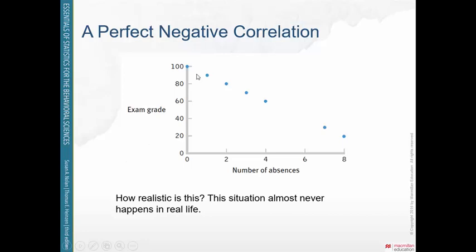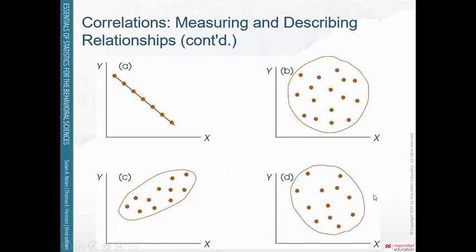How about a perfect negative correlation? Again, number of absences and exam grade. If you have 0 absences, does that mean you'll always get 100% on an exam? No way, right? You could have 0 absences and still fail the class. This is what you would never see in psychology.